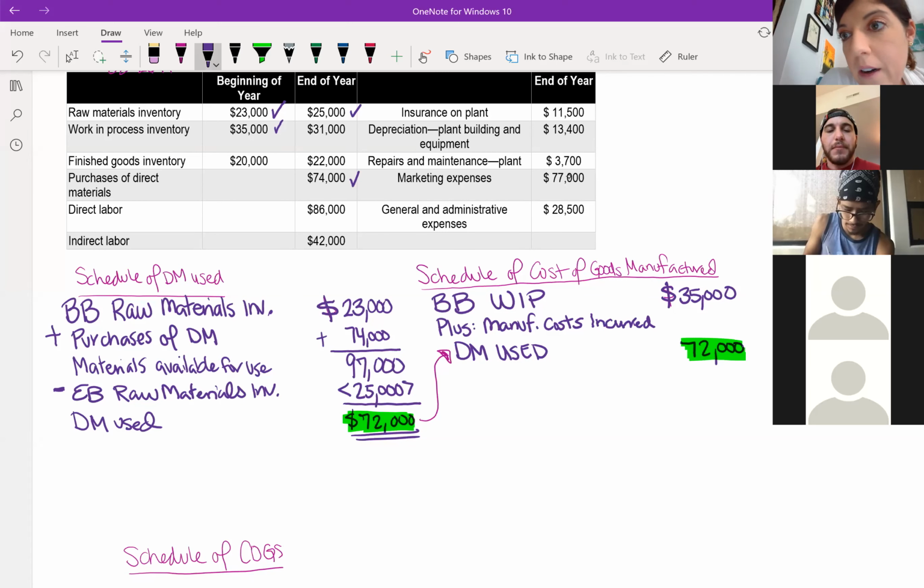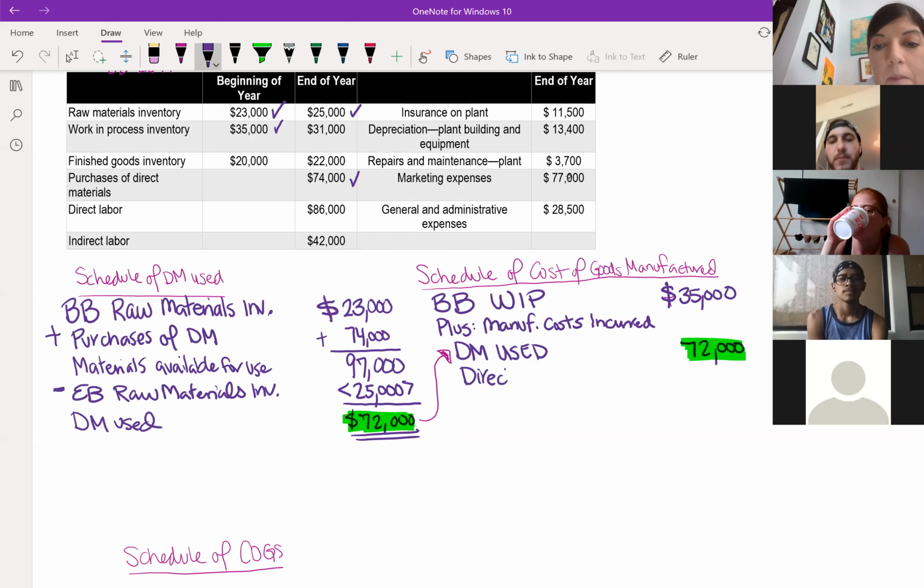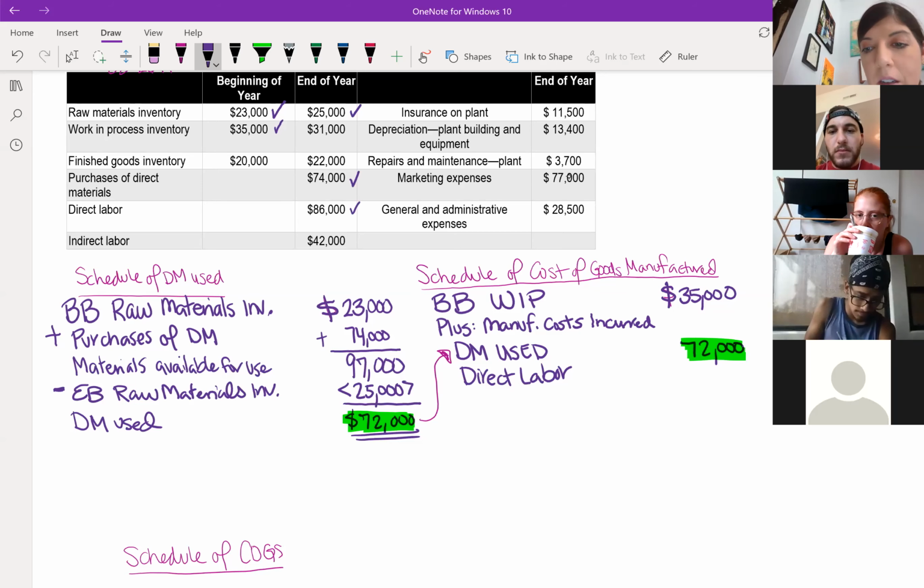Then we're going to add in our next manufacturing cost, which is what? Direct labor. Yep, direct labor. Okay, so direct labor costs incurred were 86,000.